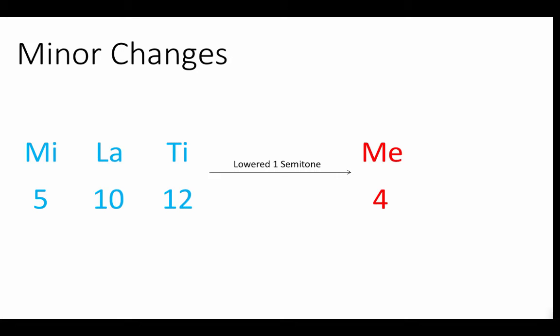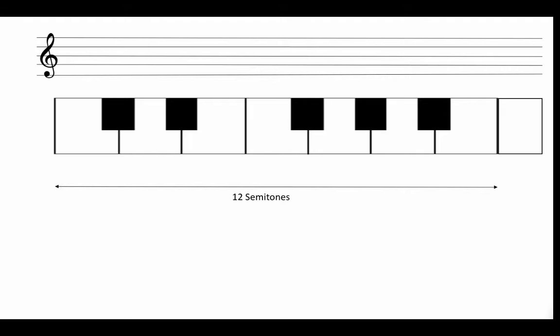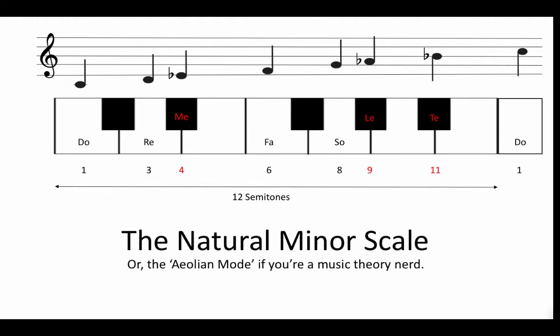However, if you want to get minor, all you need to do is shift one or more of the degrees of mi, la, or ti down 1/2 step. So mi becomes me, la becomes le, and ti becomes te. This gives the scale a just off quality, which you can hear in the following sequence. This scale is known as the natural minor.